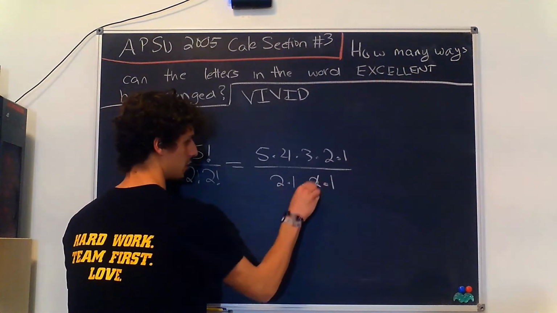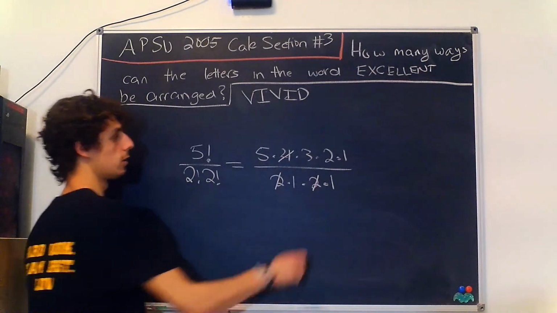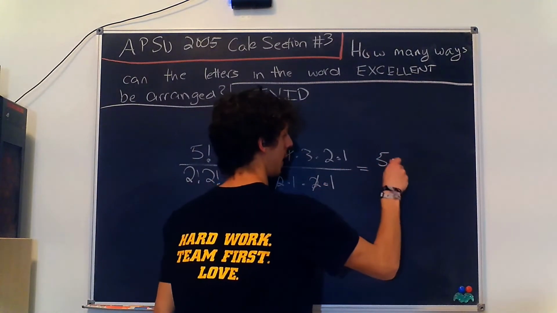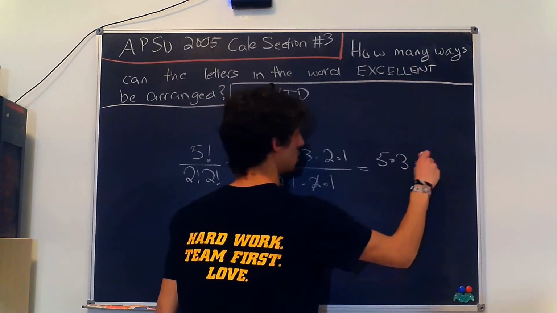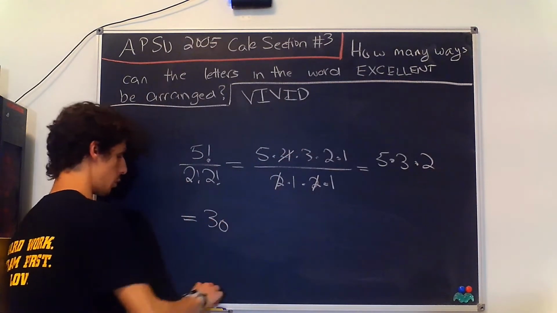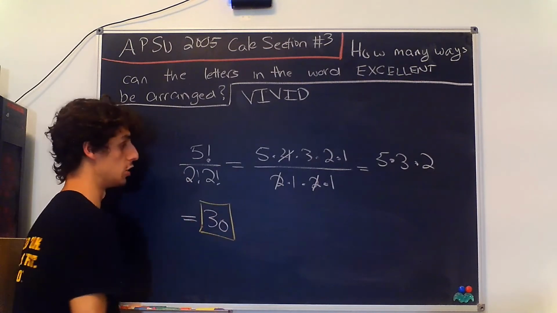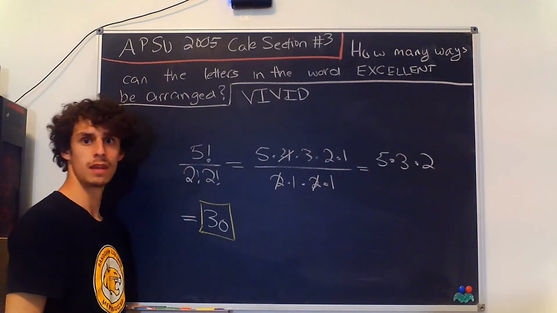The way I'm going to do it is just cancel these 2's with this 4 in the numerator. That gives us 5 times 3 times 2, which is just 30. So we can rearrange the letters from vivid in 30 unique ways. And that's enough for now.